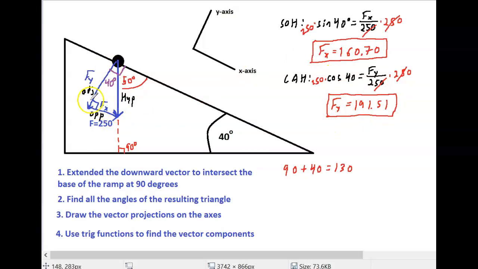You can match that up here. Our F_x is smaller than our F_y, which makes sense for what we got.